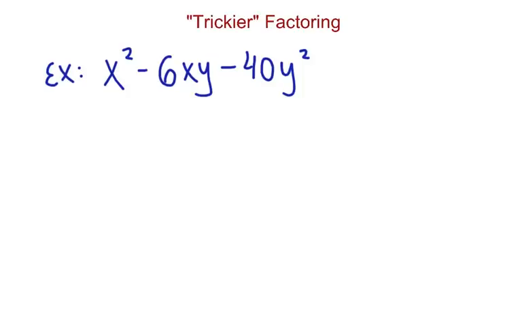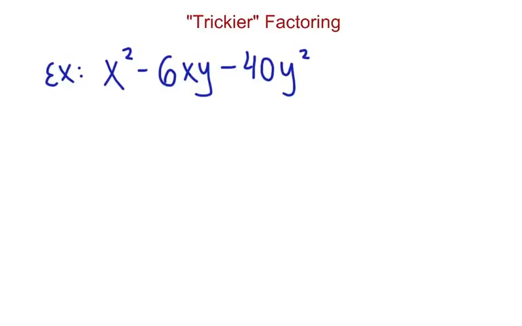Okay, I'm just going to talk about two of the quote-unquote trickier cases of factoring that you might encounter. The first example I'm going to look at is where you have multiple variables being used. And then the second example will involve a problem in which the trinomial already has a greatest common factor. So those are the two cases we'll take a look at.